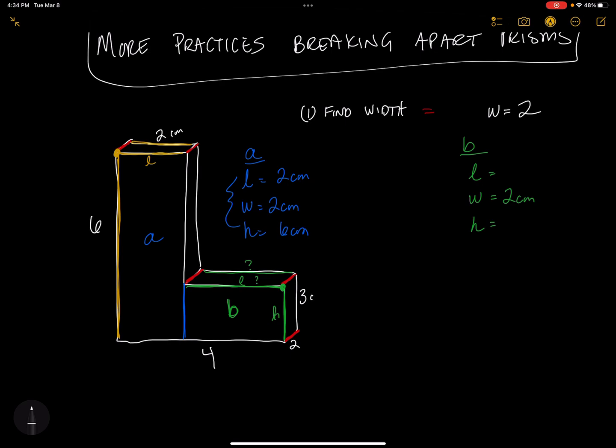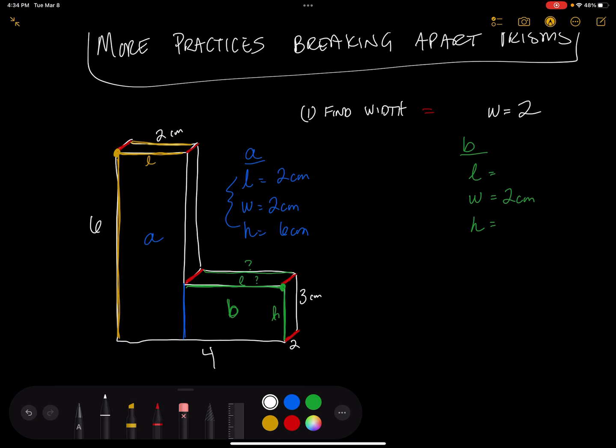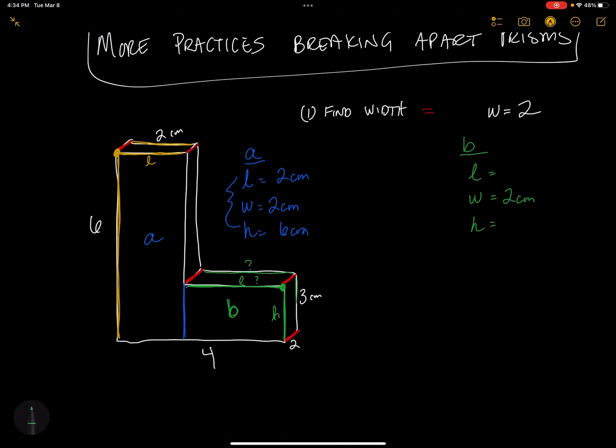I forgot to give you that measurement. Okay, so the height. So height equals 3. Same as this right here. Our height is going to equal 3 centimeters. Now all we need to do is find the length, the left and right.